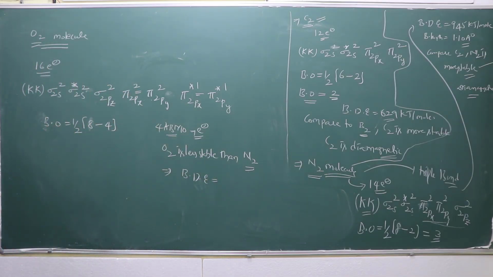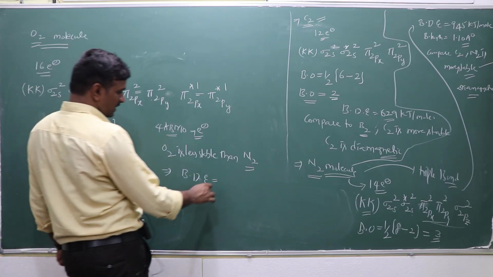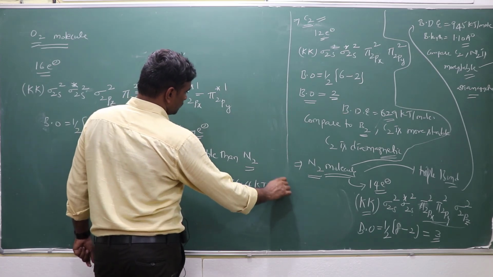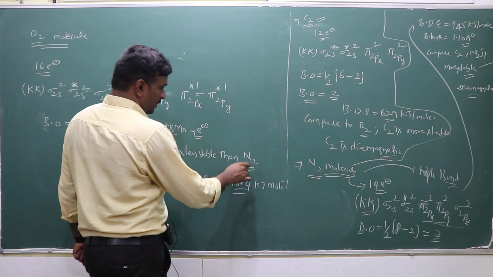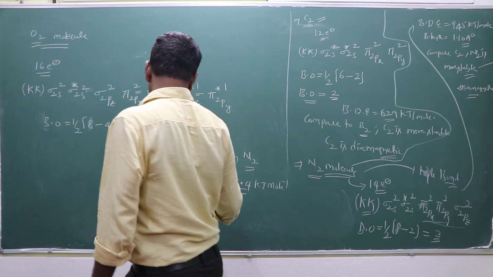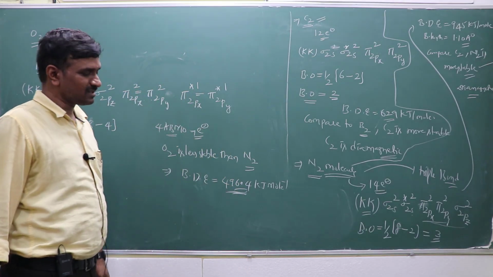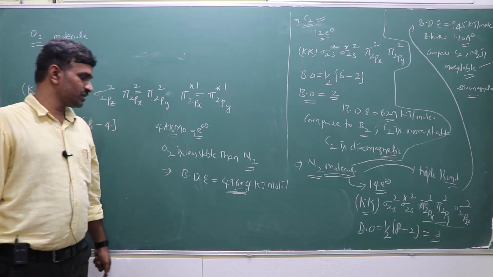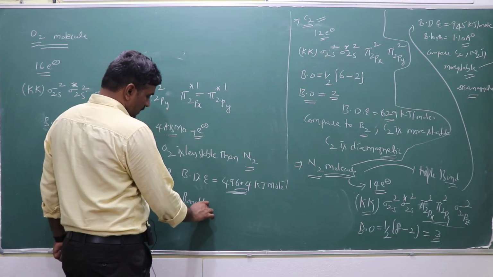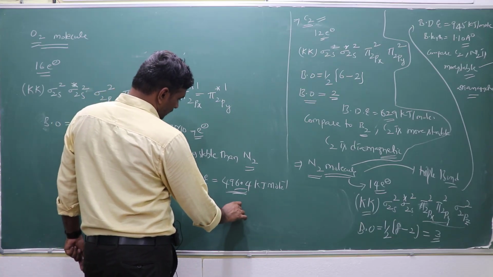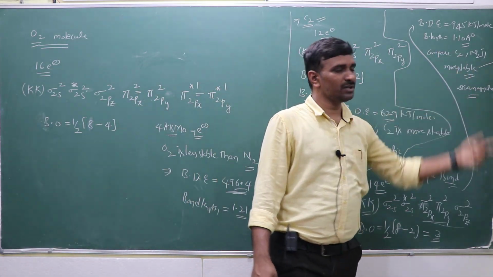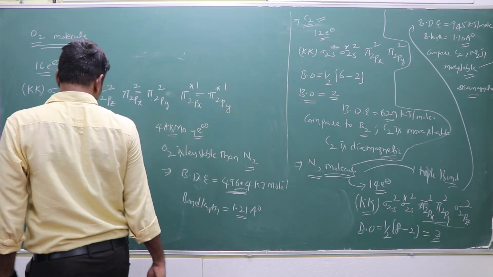so this bond dissociation energy here is nearly 496.4 kilojoule per mole. Compared to N2, how much is there? Nearly 945. So this O2 is 496. That means compared to N2, the bond dissociation energy is less, and the bond length is 1.21 angstroms. So bond length is more compared to the N2 molecule. N2 is 1.10. Now in the O2 case it is 1.21.